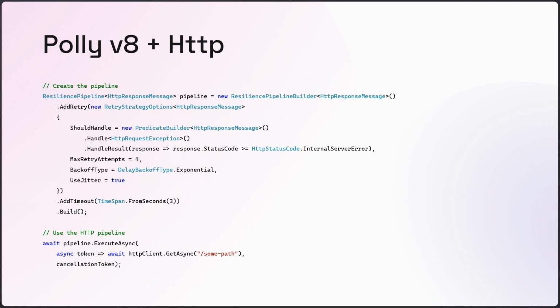A specialized scenario of the non-generic pipeline is the generic pipeline. What we can see in this slide is the resilience pipeline of HTTP response message. The sample is very similar to the previous one. Maybe one notable difference is the ShouldHandle predicate, where in this case we are telling the retry strategy to retry exceptions and also on some results. For example, we are retrying any internal server error or greater. And the usage is the same. The only difference is that this resilience pipeline only accepts callbacks that return the HTTP response message.